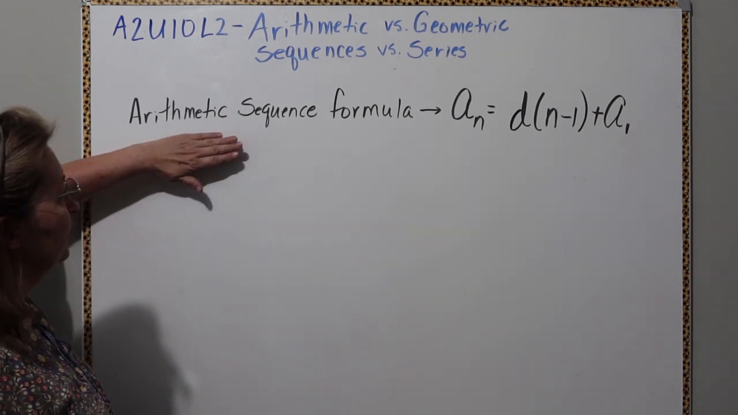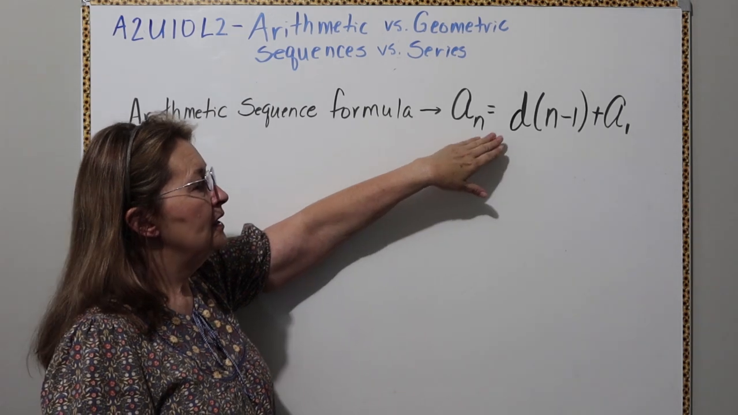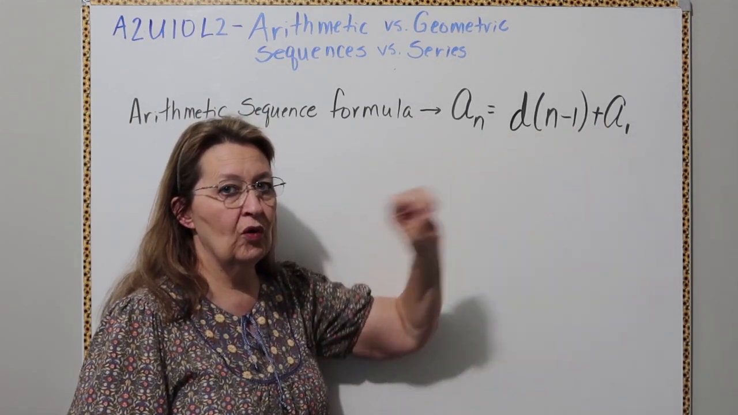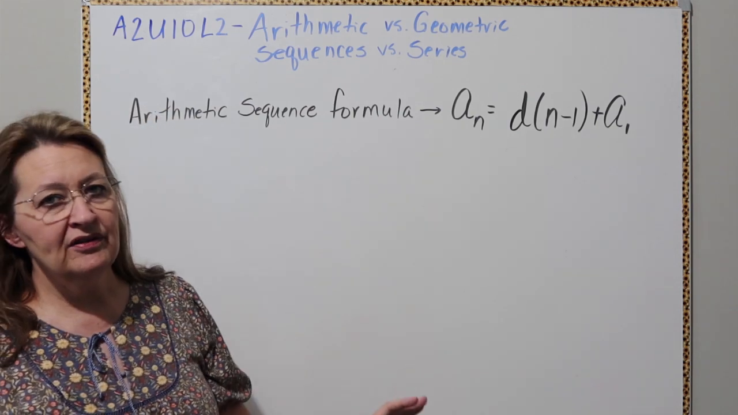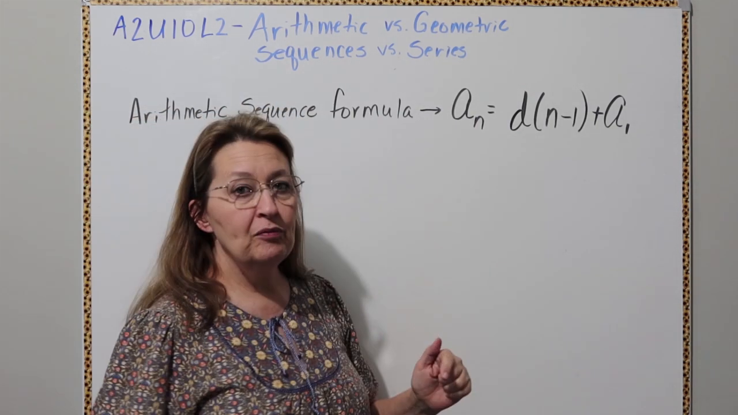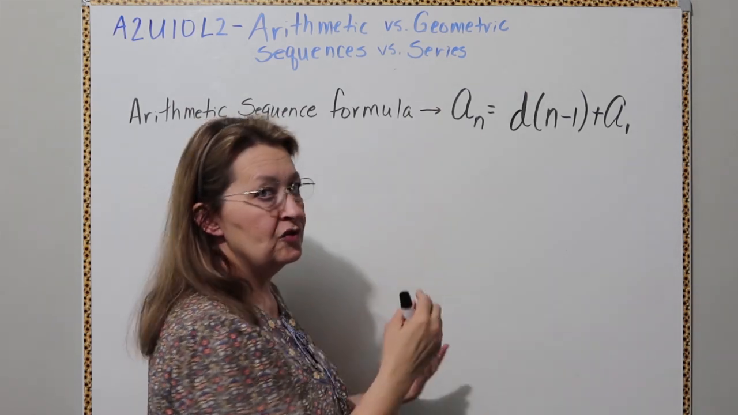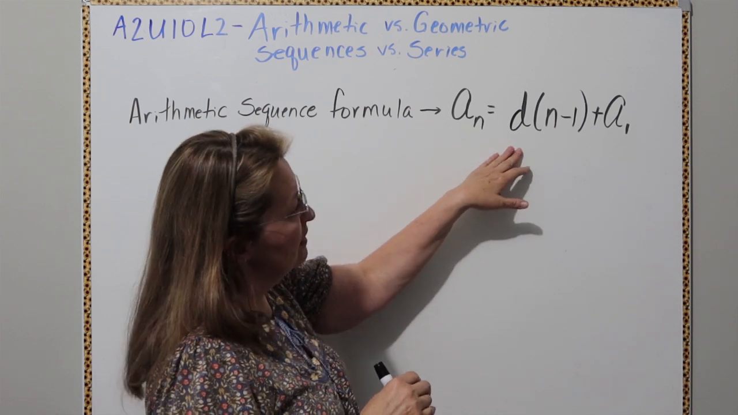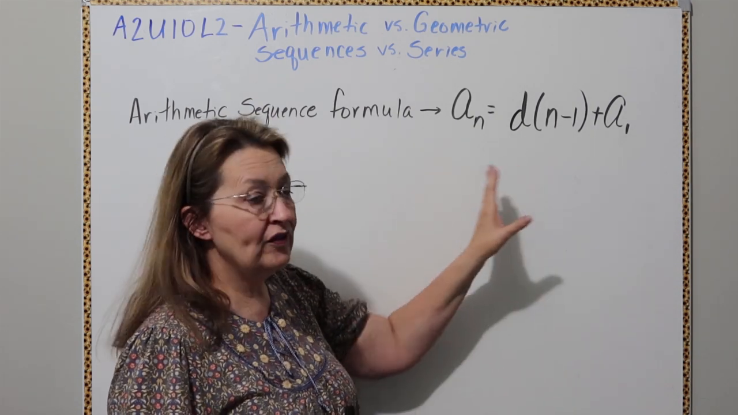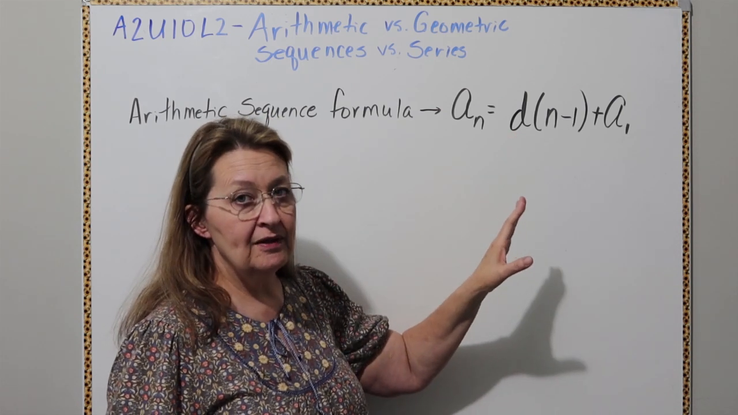This is the formula for the arithmetic sequence, and the formula is A of n is equal to D times (n minus 1) plus A1. Alright, let's think about what all's in this. A sub n is going to be the term that you are looking for. If I'm looking for the 23rd term, this is 23. D is the common difference. So after you've looked at your sequence and figured out what the difference is between the numbers you have, that's going to be your D.